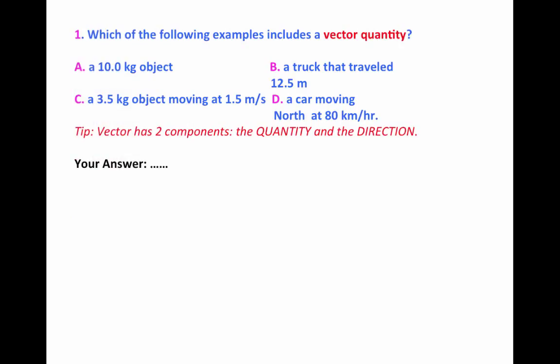Now, you will have the first problem. Which of the following examples includes a vector quantity? The key question is vector quantity. A, a 10 kilograms object. B, a tractor traveling 12.5 meters. C, a 3.5 kilograms object moving at 1.5 meters per second. And D, a car moving north at 80 kilometers per hour.